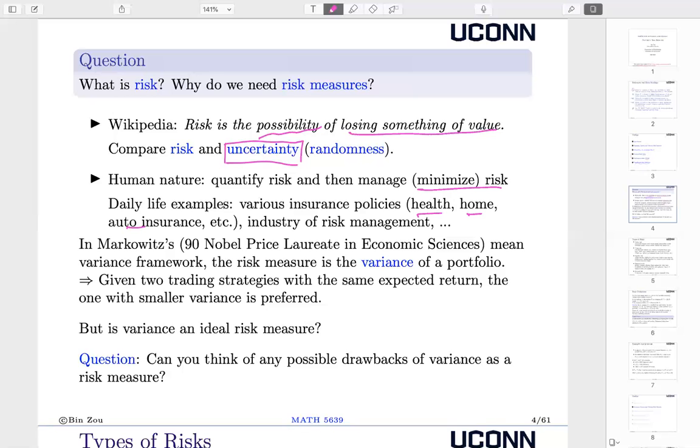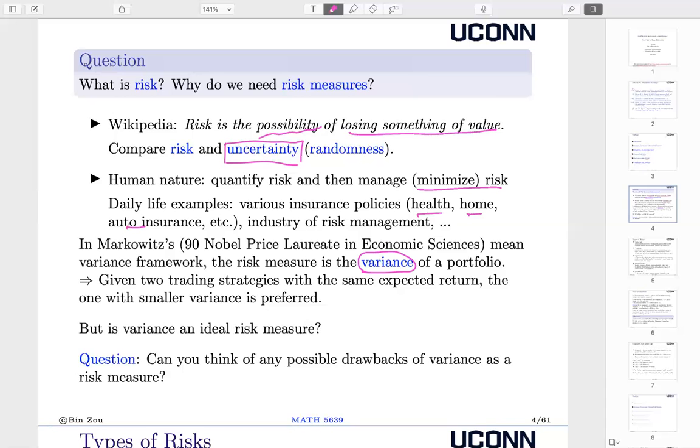So in Markowitz's mean-variance framework, that is a breakthrough in modern portfolio theory, the risk measure is nothing but the variance. This is not new, right? To us, variance is something we all know, right? From the first course in statistics. So here the idea is very simple. Given two trading strategies with the same expected return, the one with smaller variance is preferred, right?